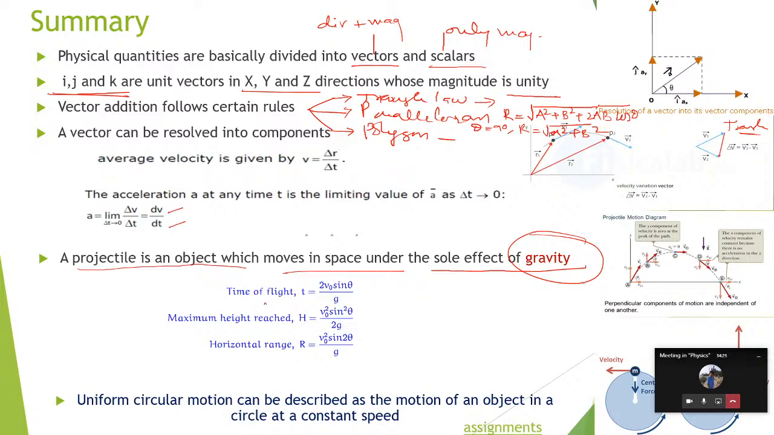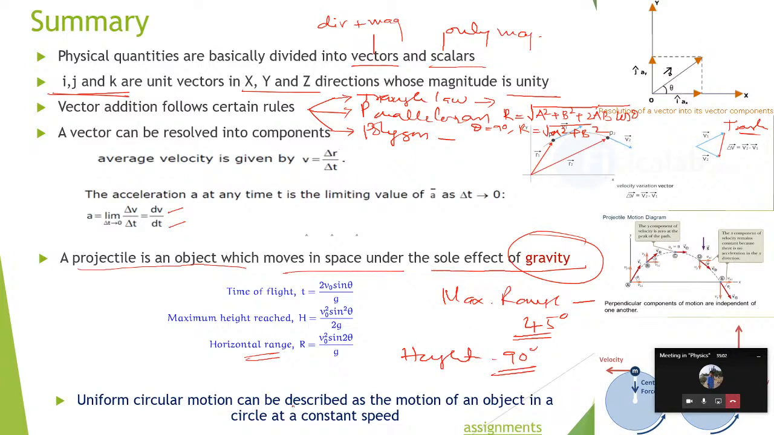And there are three equations. Time of flight is 2v0 sin theta by g. Maximum height is v0 square sin square theta by 2g. Horizontal range is v0 square sin 2 theta by g. At what angle do we have to project to get maximum range? 45 degrees. Yeah, maximum range means 45 degrees. And maximum height needs 90 degrees.